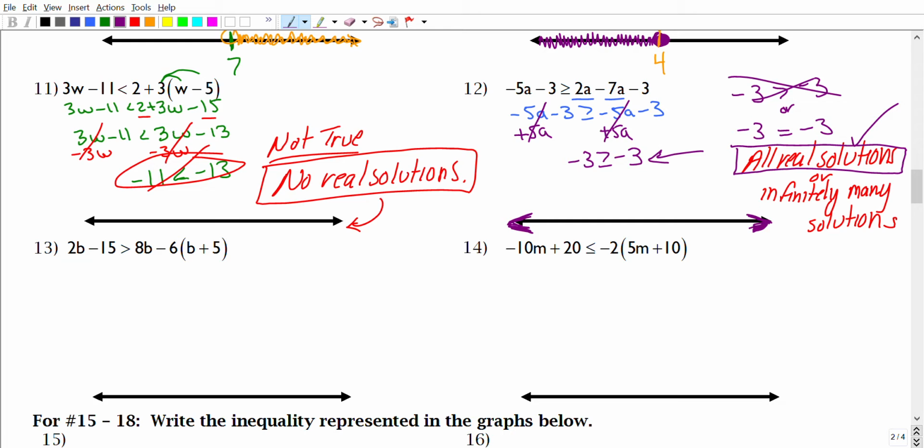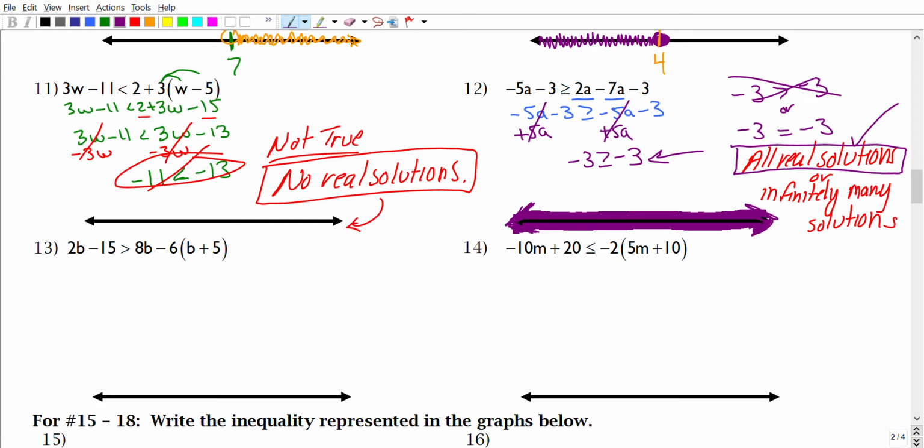And I don't know why that just erased on me, so I'm going to go ahead and actually use a highlighter. You have to shade everything, okay?